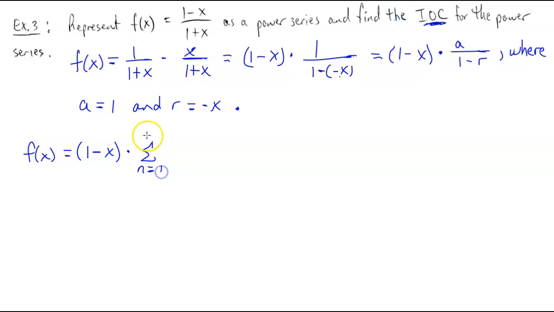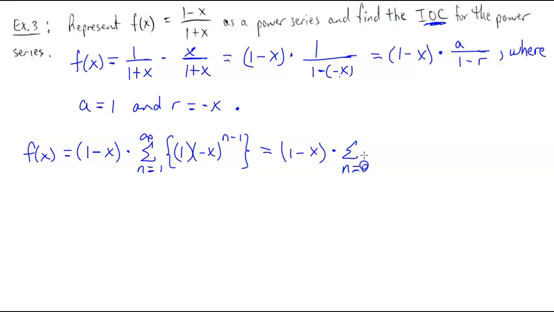And this will be the geometric series a times r raised to the n minus 1. And so to change this geometric series to a power series, what we need to do is change our index from n equals 1 to n equals 0. And of course, in doing that, what that is going to change is the n minus 1 in the exponent to just be n. Okay.